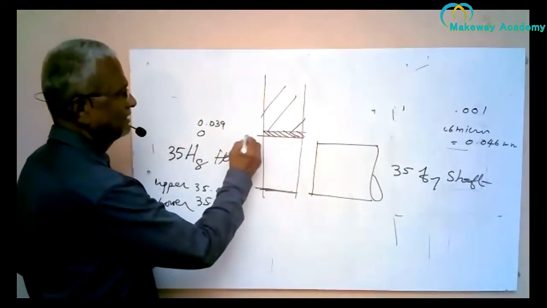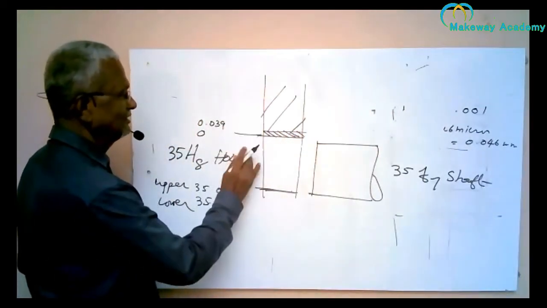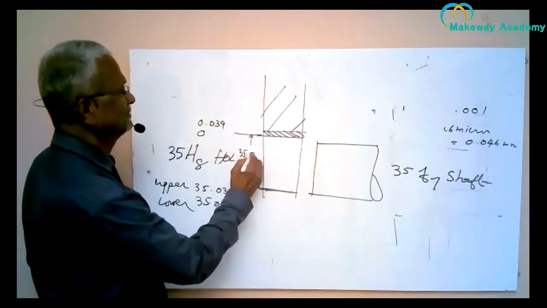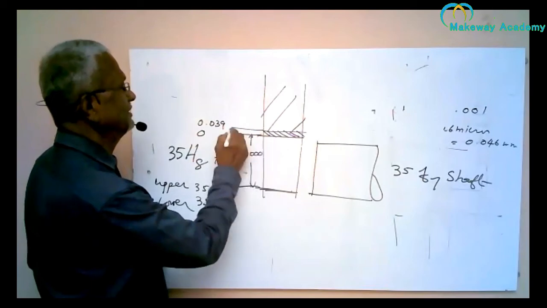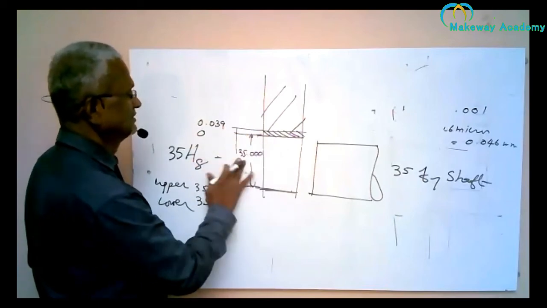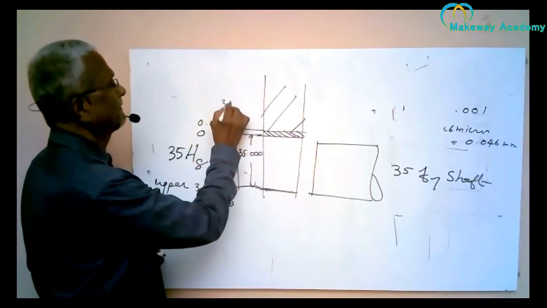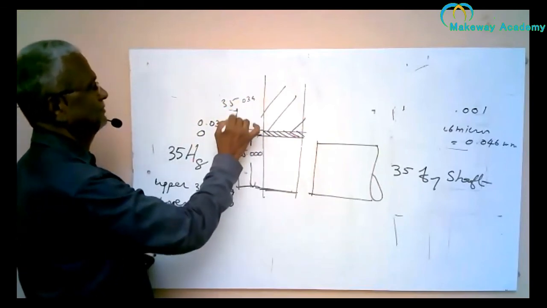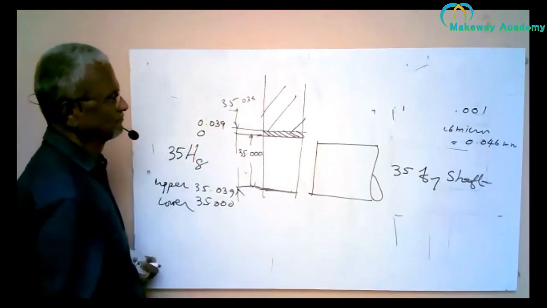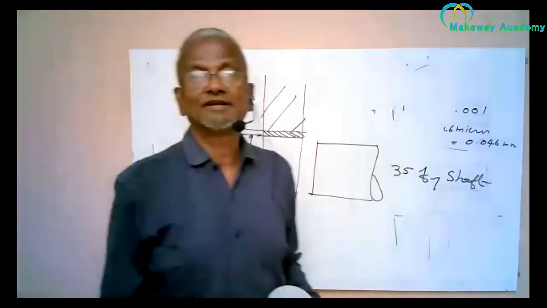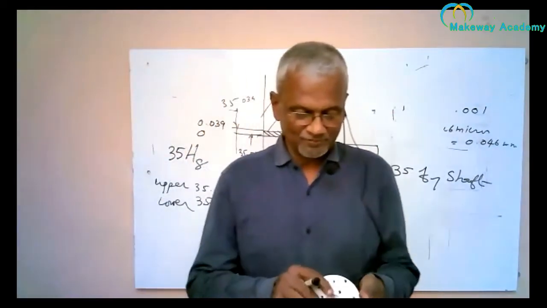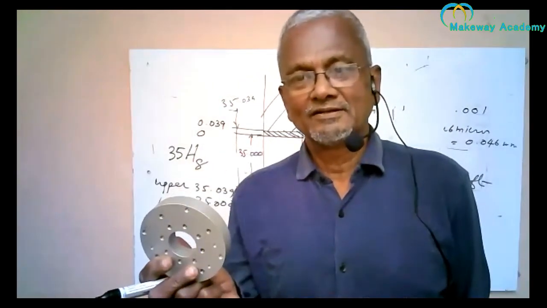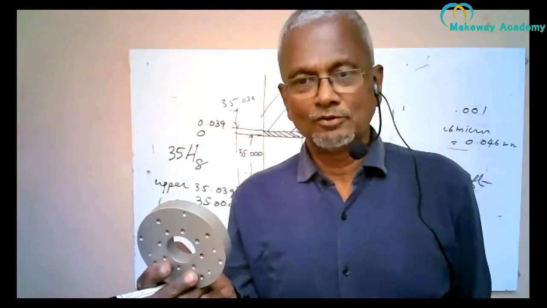So what is the lower limit? Lower limit is 35.00. What is the upper limit? Upper limit is 35.039. So 0.039 is the tolerance for the hole. The tolerance for this hole is 0.039. It is an H8 hole.